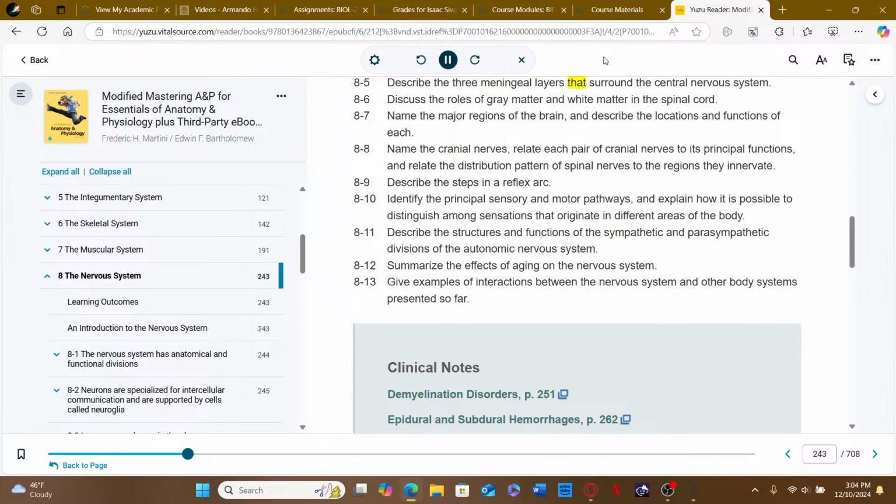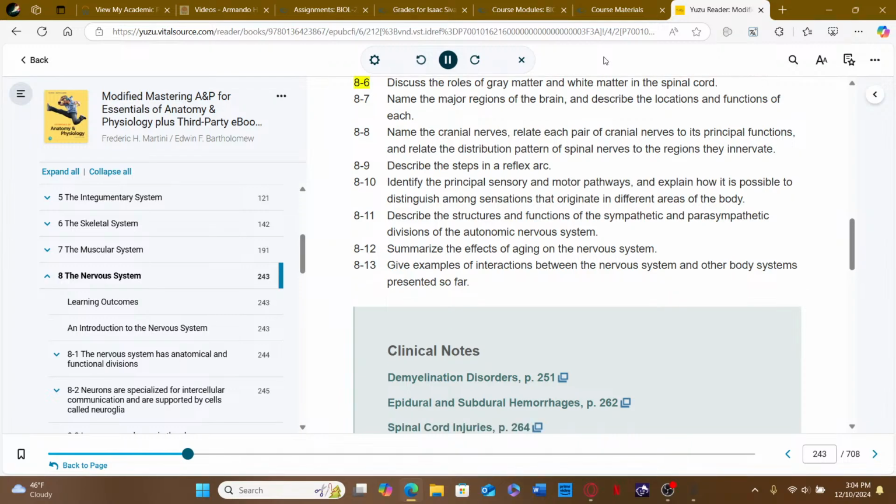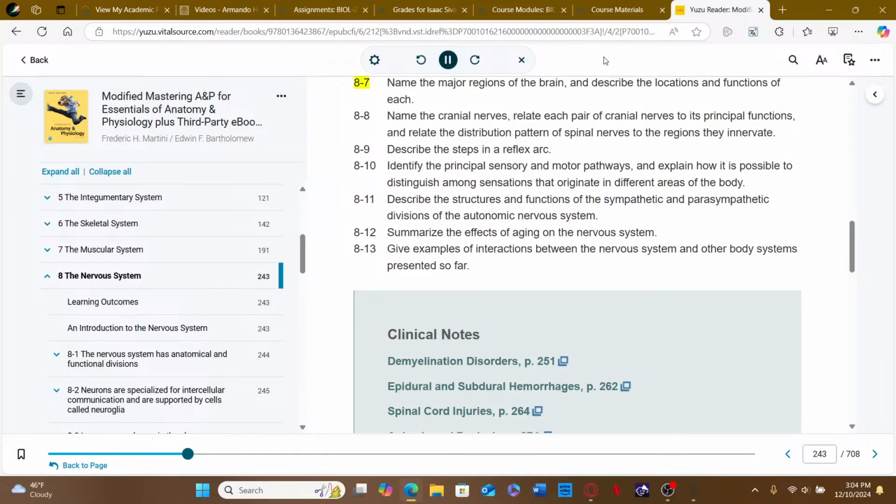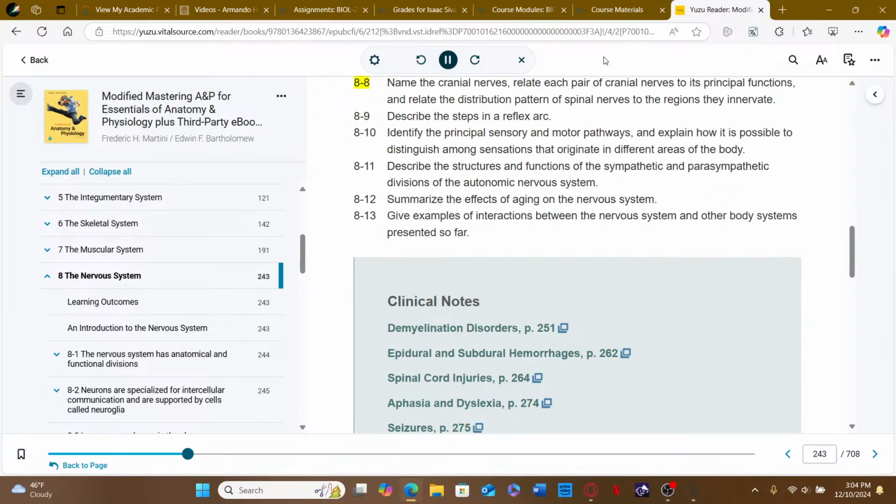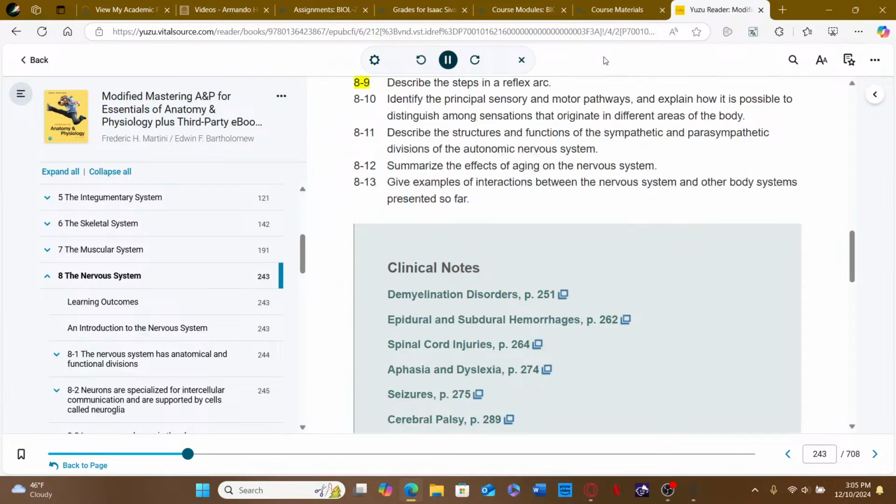8-5 Describe the 3 meningeal layers that surround the central nervous system. 8-6 Discuss the roles of gray matter and white matter in the spinal cord. 8-7 Name the major regions of the brain and describe the locations and functions of each. 8-8 Name the cranial nerves, relate each pair of cranial nerves to its principal functions, and relate the distribution pattern of spinal nerves to the regions they innervate.